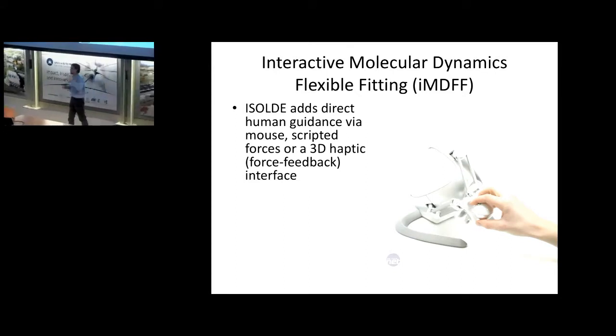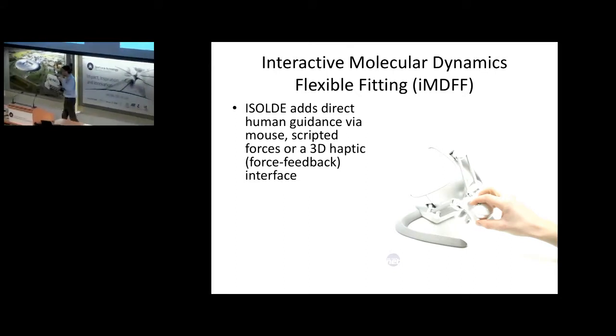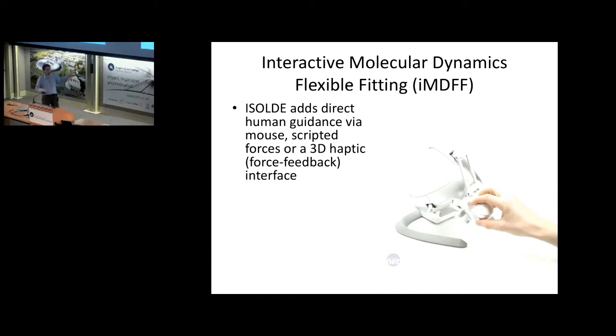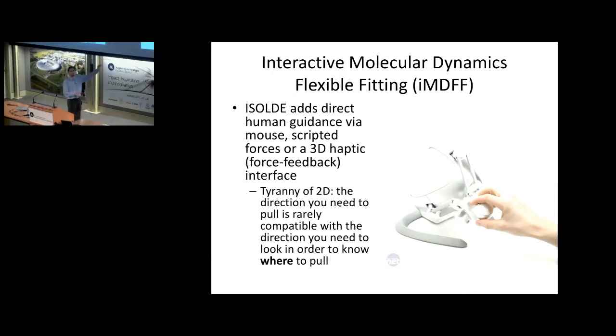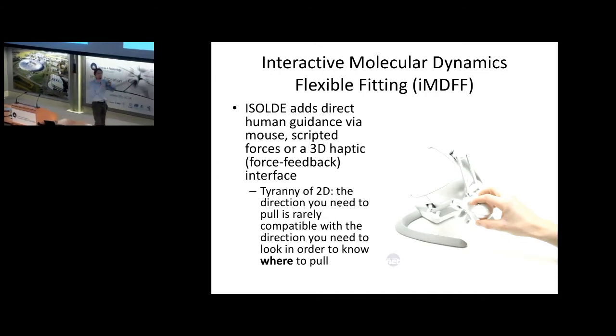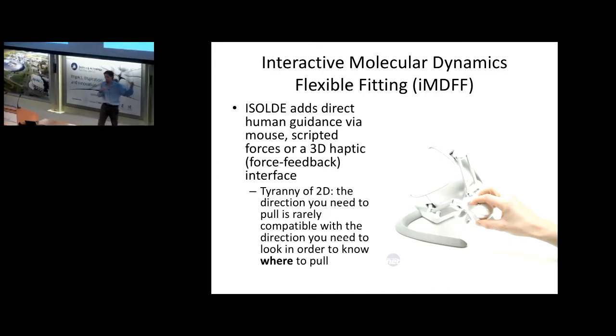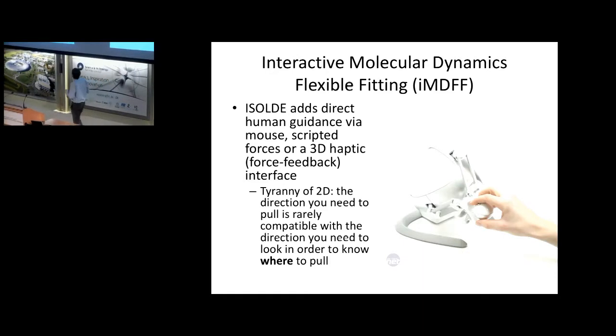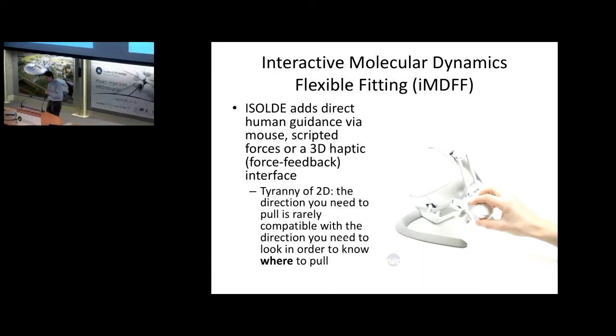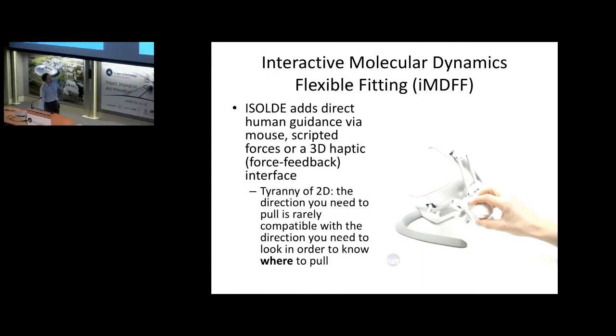The force feedback, I find, is actually really useful. When you pull on an atom, it's telling you by direct physical force whether you're pulling it in a direction where it wants to go or not. But also just being able to pull in 3 dimensions, so that you can see where you want to go and move where you want to go at the same time, turns out to be very, very valuable.